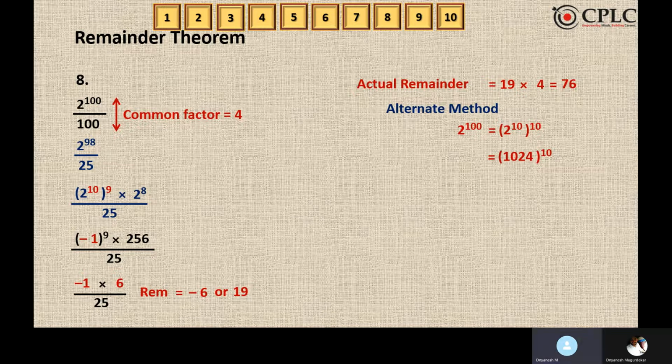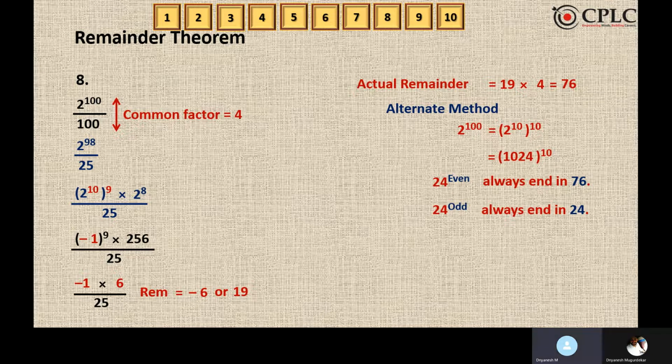Let's find out the pattern. 24 raised to 1, last two digits 24. 24 square 576, last two digits 76. 24 cube, last two digits will again be 24. So what you realize is that 24 raised to an odd power, the last two digits are always 24, and 24 raised to an even power, the last two digits are always 76.